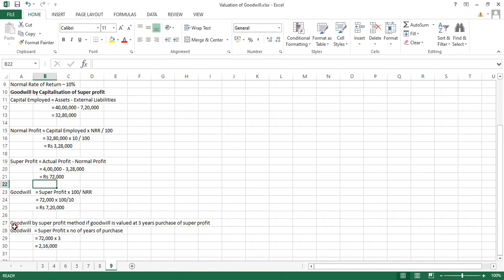We have found out the goodwill by the super profit method and by the capitalization of super profit method.